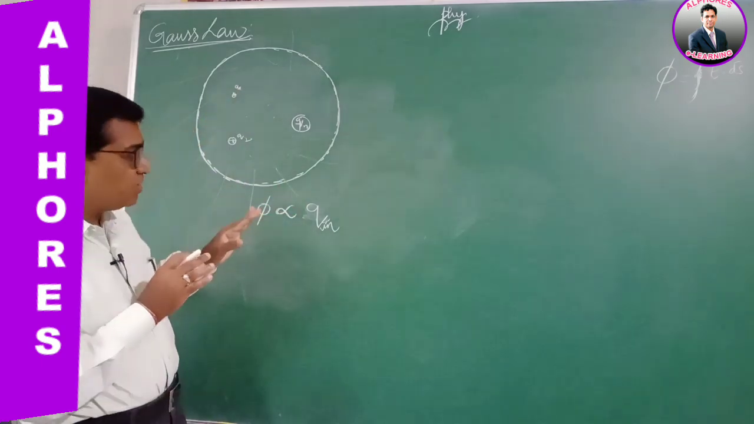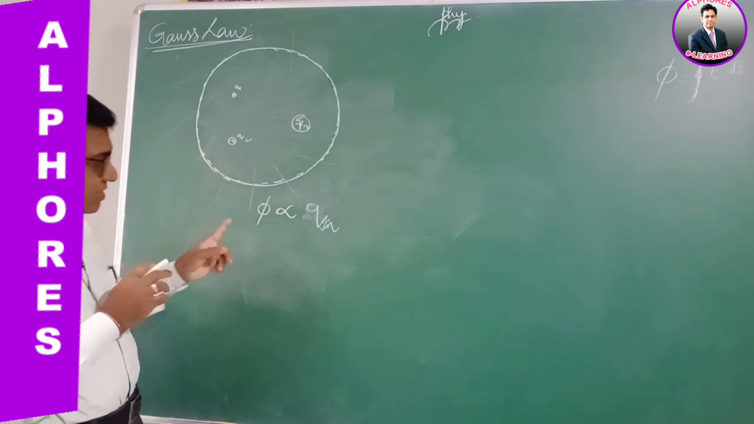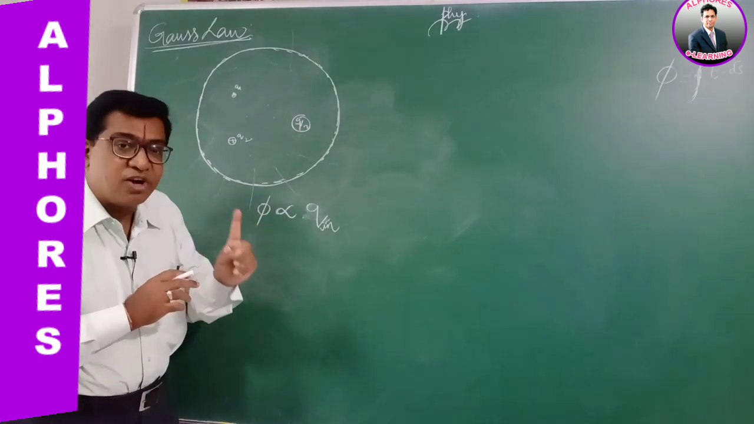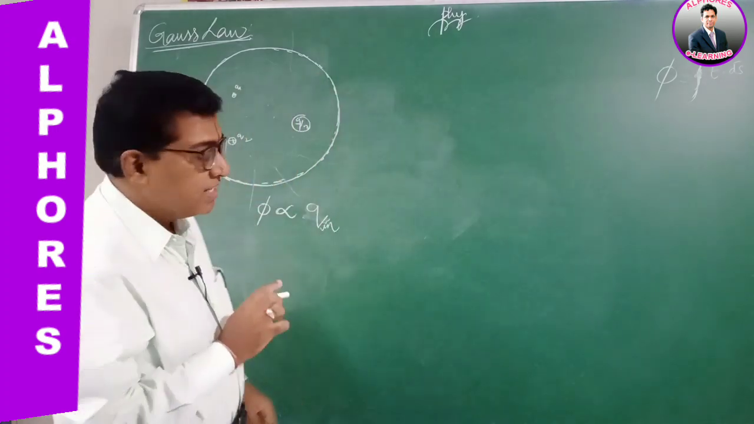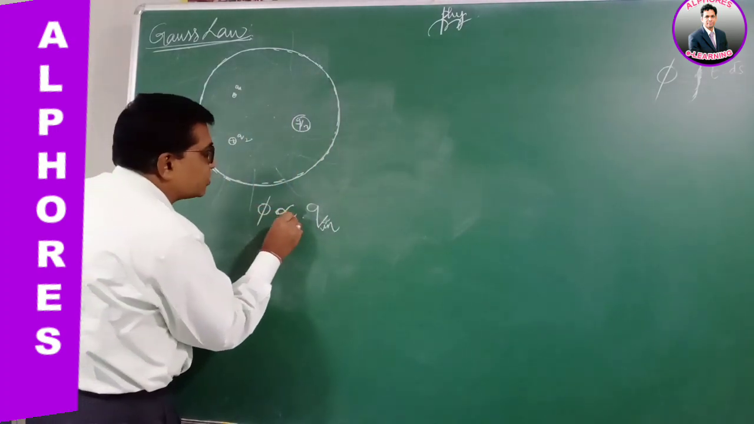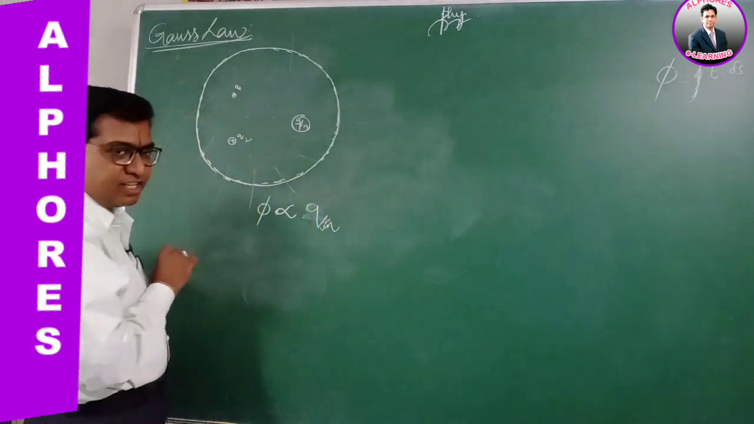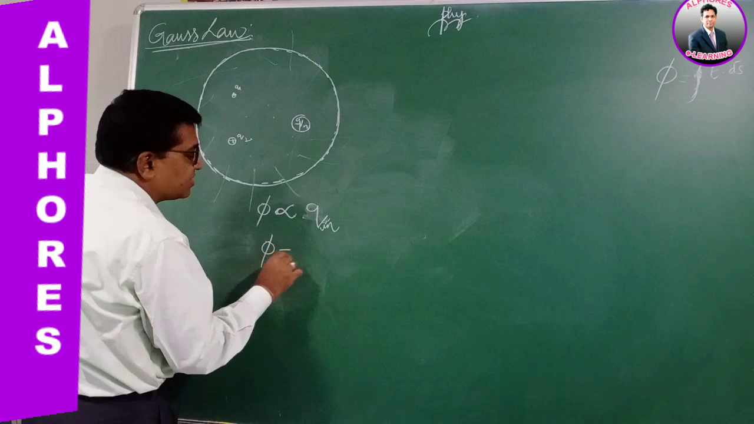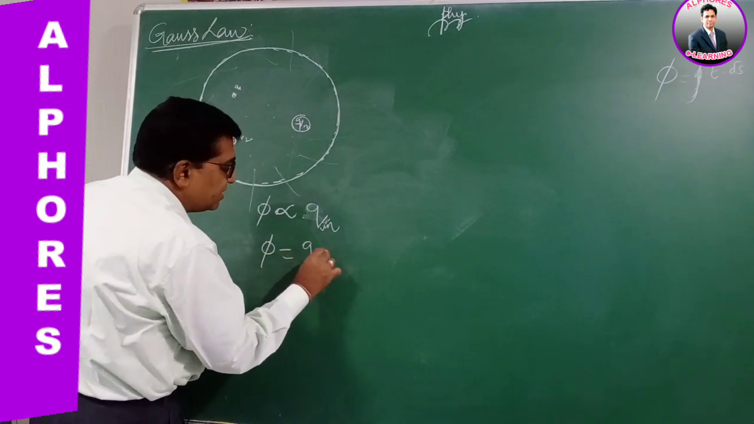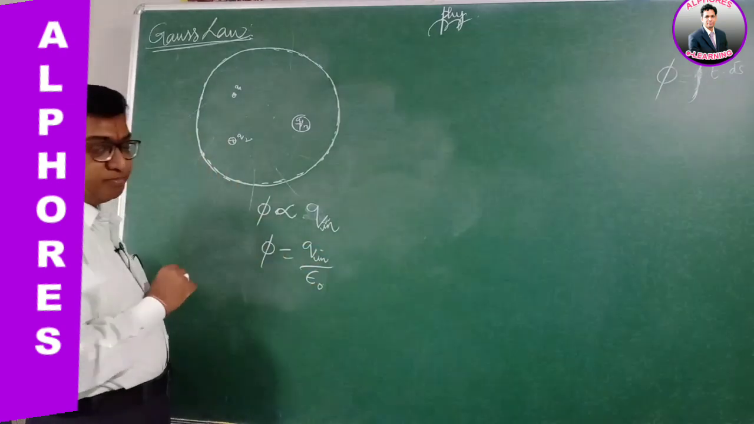We are not bothered about the charge outside the surface. Flux here does not pertain to the charge outside the Gaussian surface. It is only directly proportional to the charge that is present inside the Gaussian surface. So when I remove the proportionality, flux phi is Q inside by epsilon naught.